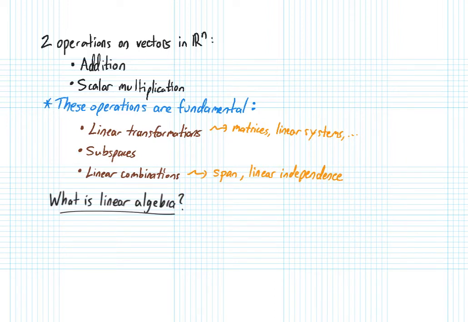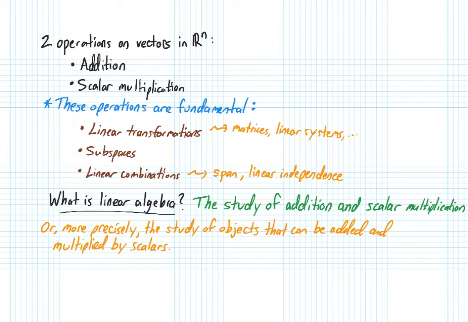So, if you're willing to believe that this is true, that these two operations are the fundamental operations of linear algebra, then you might be ready to revisit this question of what is linear algebra? At the beginning of the semester, we probably would have said that linear algebra is the study of vectors in Rn and things like matrices and linear systems of equations. But really, linear algebra is the study of addition and scalar multiplication. Or to be a little more precise, it's the study of objects that have those operations. And anytime you have those operations, you can define linear transformations, subspaces, linear combinations.